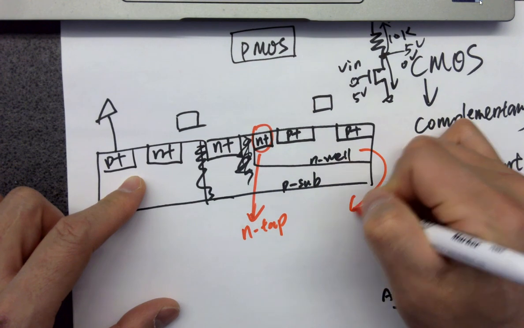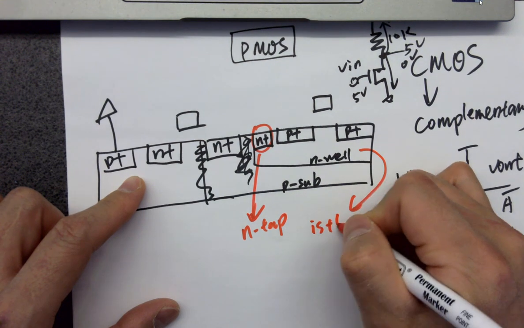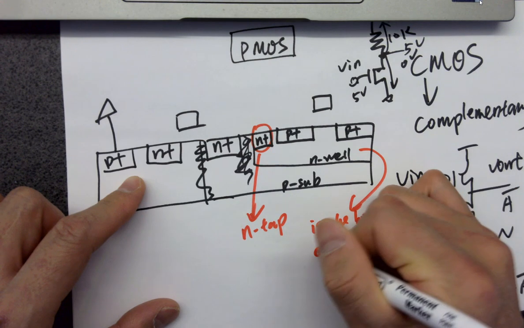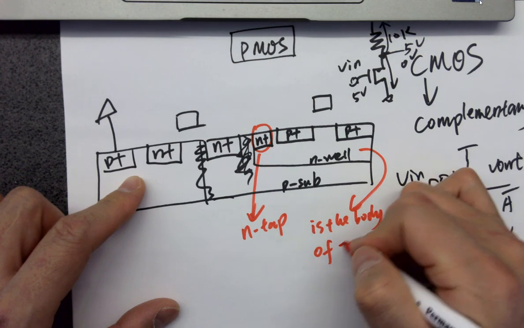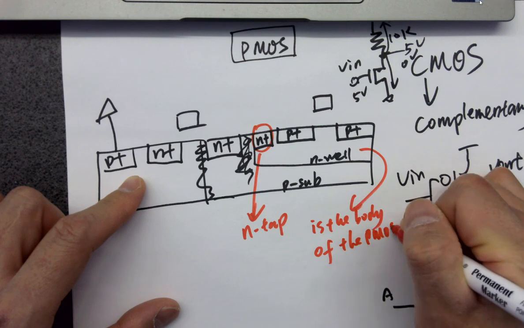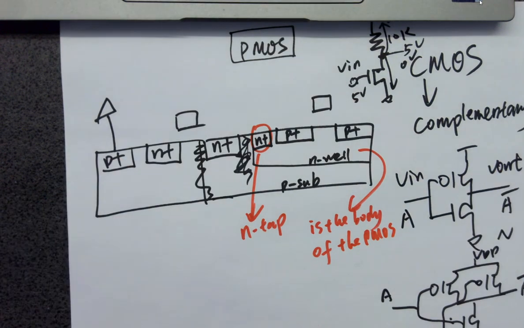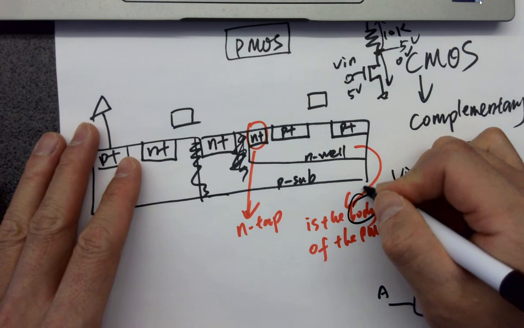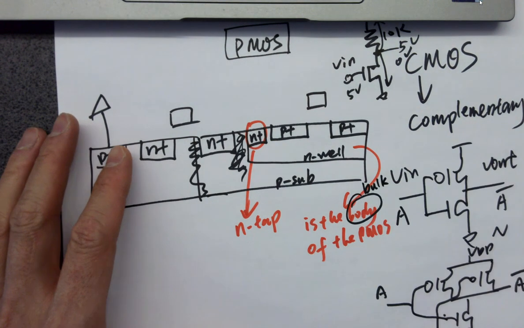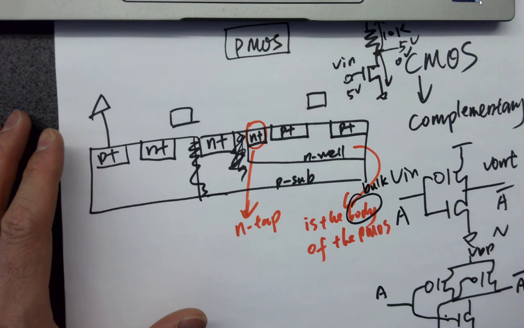So N-well is the body of what? Of the PMOS. So P-sub is the body of the NMOS, and N-well is the body of the PMOS. Sometimes it's called body, sometimes it's called bulk. It's the same stuff, right? It's just a substrate holding that device.